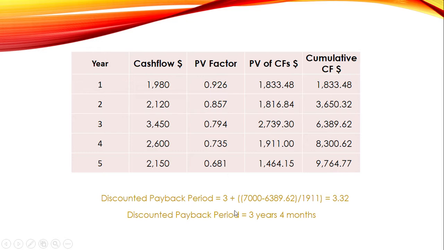So the discounted payback period becomes 3 years plus part of year 4, which is the 7,000 initial investment minus 6,389, the cumulative cash flows we recovered till year 3, divided by the year 4 present value of cash flows. So the part of year 4 is 0.32. So the discounted payback period is 3.32. If we need to calculate the months, it's 0.32 multiplied by 12, which becomes 4 months. The discounted payback period is 3 years and 4 months.